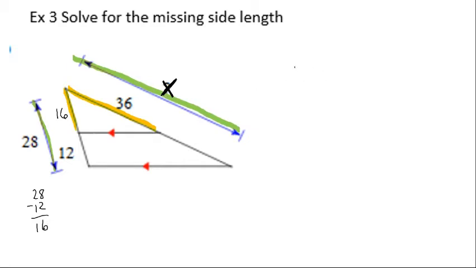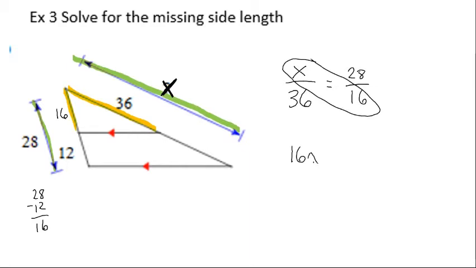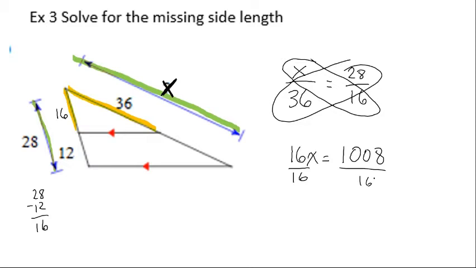So when I set up my proportion here, I'll take x over 36 equals 28 over 16. And I just cross multiply right here. So x times 16 gives me 16x. And then 36 times 28 gives me 1008. And I divide by 16 on both sides. So this means that x equals 63.